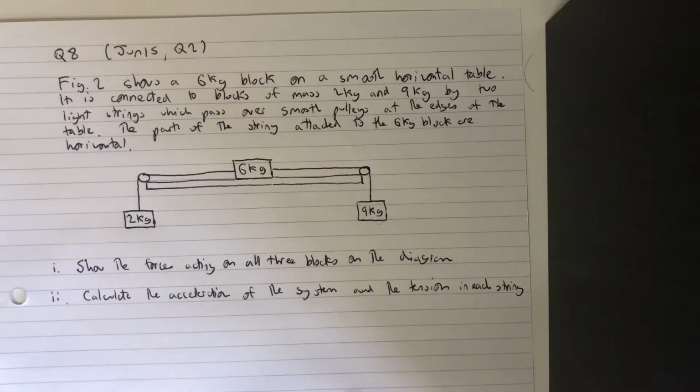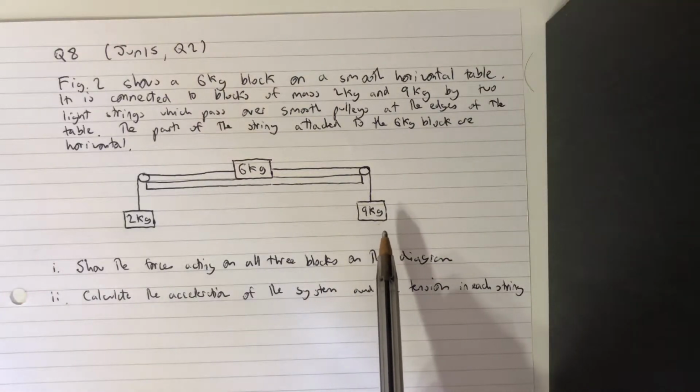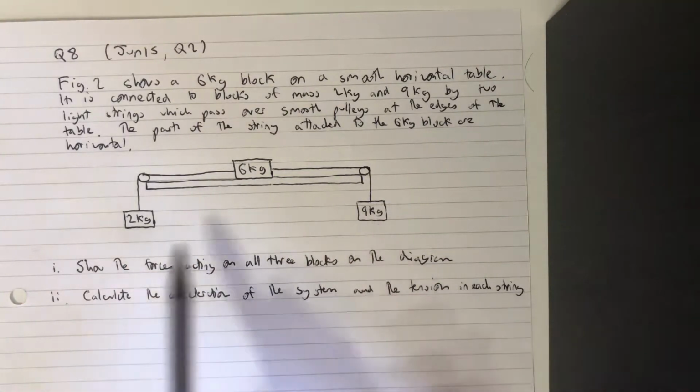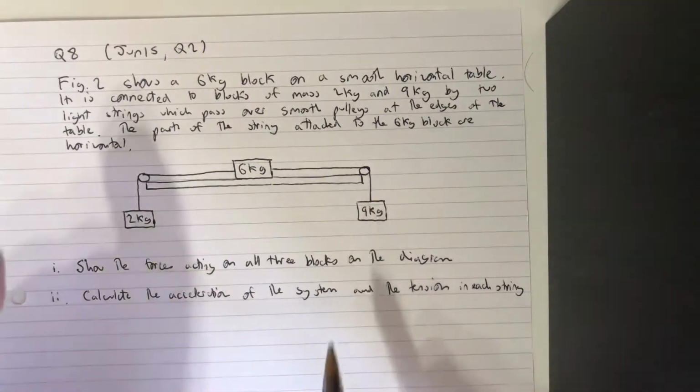So as we glance at that and think about it, what's going to happen? The first question says to show the forces acting on the three blocks, and we're going to put that down in a second. But you just have to use a bit of common sense here. There's a 9 kilogram weight at one end and 2 at the other. The 9 is going to beat the 2, it's heavier. So that one is going to go down.